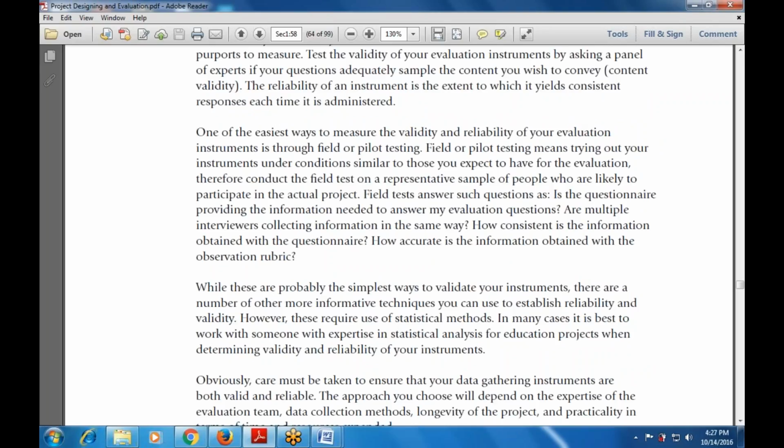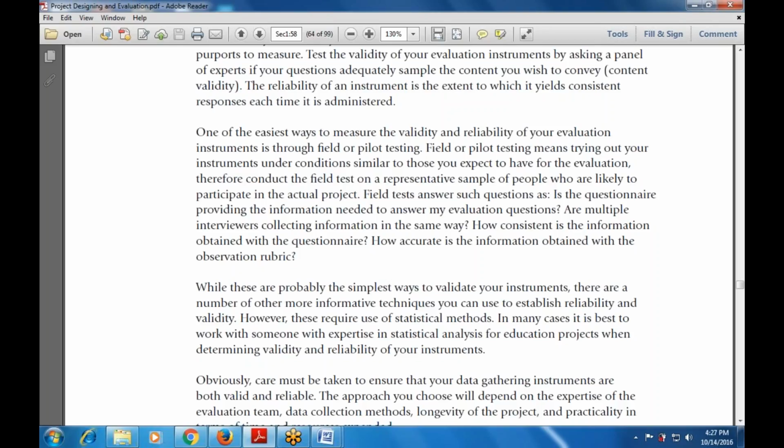While these are probably the simplest ways to validate your instrument, there are a number of other techniques you can use to establish reliability and validity. However, this also requires the use of statistical methods, and in many cases it is best to work with someone with expertise in statistical analysis for education projects when determining validity and reliability.